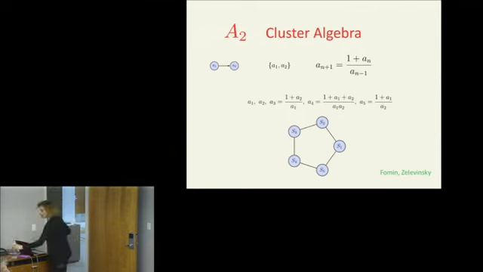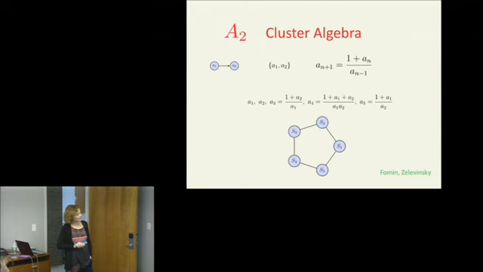Okay, so the simplest example of a cluster algebra is called the A2 cluster algebra. Suppose we have two variables, A1 and A2, and we define a recursion relation: A(n+1) is (1 + A(n)) over A(n-1). So by this formula, A3 is (1 + A2) over A1.